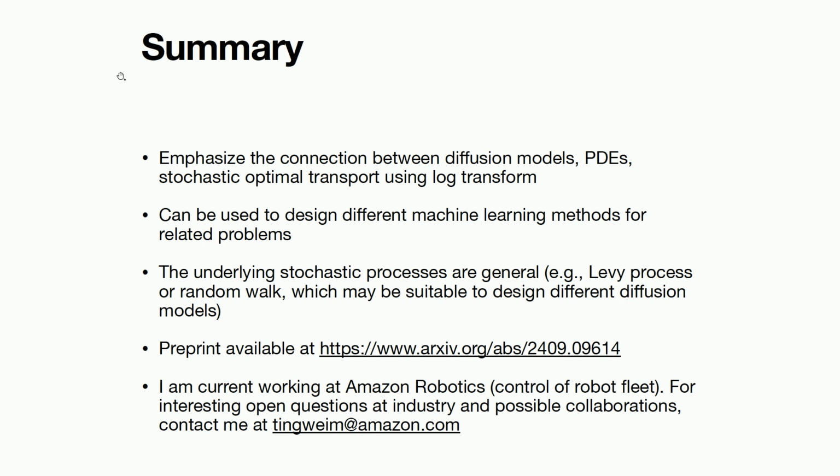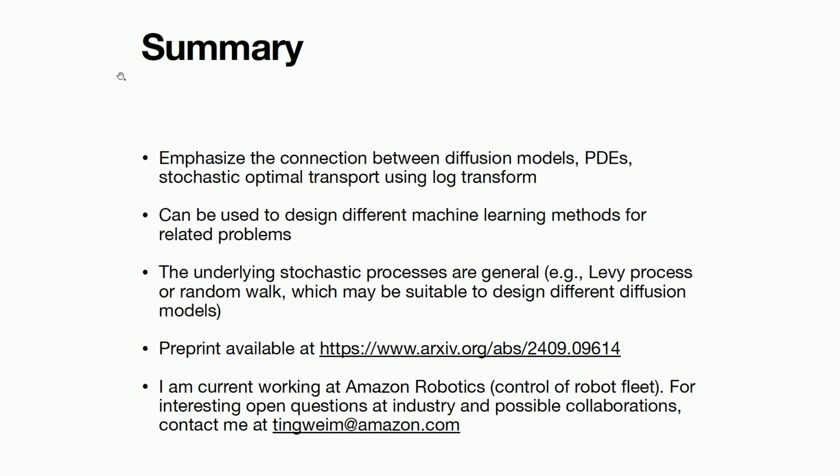So let me just give a quick summary, and we can wrap up here. This is a paper that tries to emphasize the connection. We have different mathematical tools and AI tools, and we try to bridge them together to have a more abstract view. We have the connection between the diffusion model, PDEs, stochastic optimal transport, mean field games, and optimal control, everything related using the log transform. Having this broader, more abstract view can help us, as long as we get a related problem, to get different versions of AI, different versions of neural networks, different loss functions, different architectures, and different ways of getting the data, in a plug and play way. And then it can be used to design different machine learning methods for the related problems.